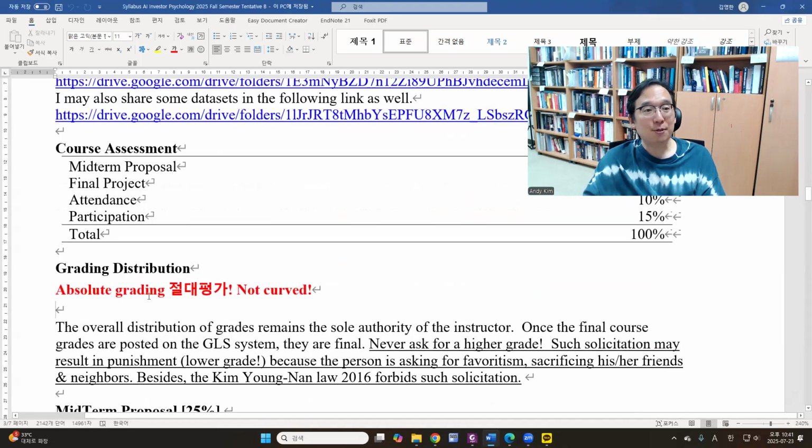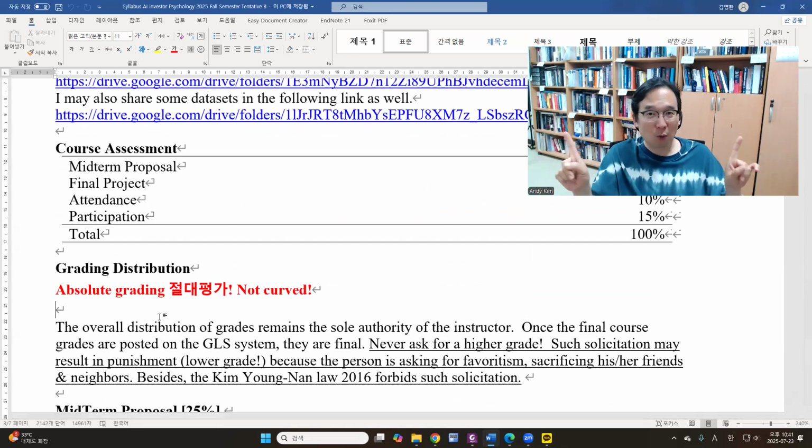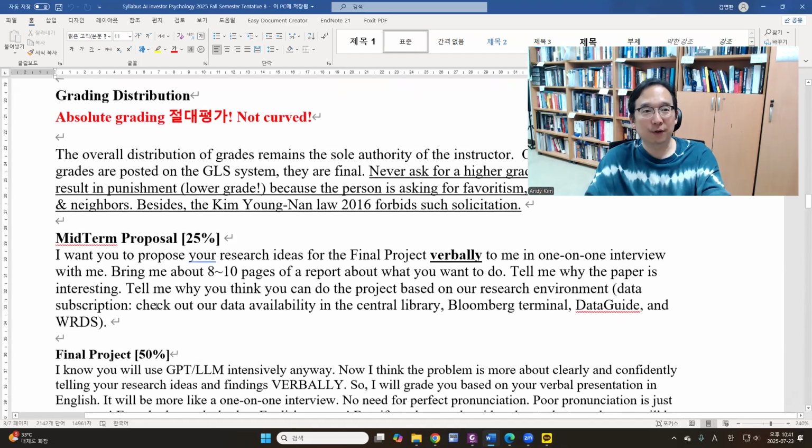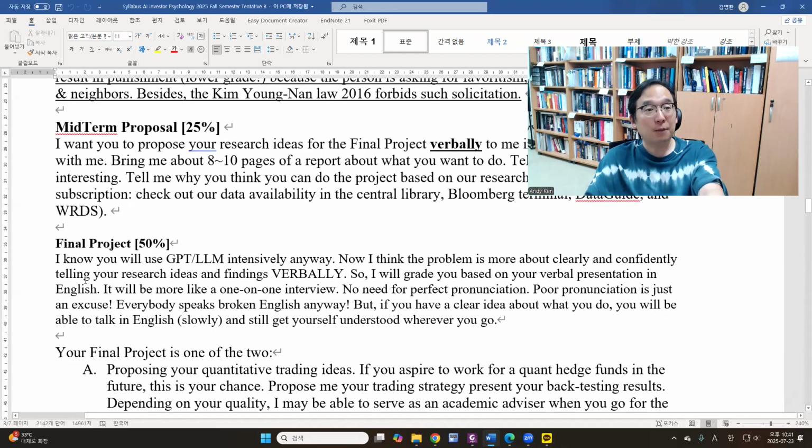Remember, this is absolute grading. Don't freak out. I don't mean that I will give A plus to 100% of you. No, but it's reasonably challenging, so I'll have to be more selective. But I don't give F to the students unless you show me your middle finger, okay? Don't freak out. Just be courageous and talkative. Okay, that's the thing. And final project 50%.